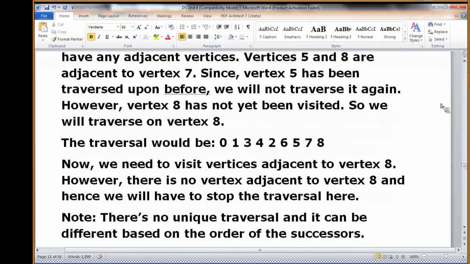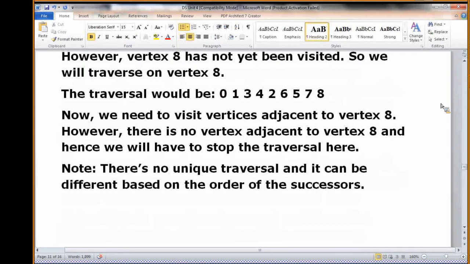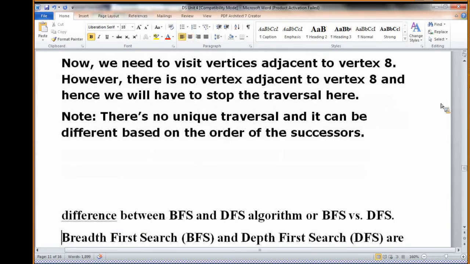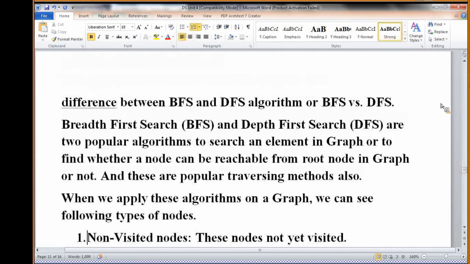Once 8 has no adjacent vertex, it is a leaf node, the last node, so we'll stop. There is no unique traversal, and it can be different based on the order of the successors. The order may vary from one programmer to another programmer, but the selection procedure, the algorithm, should be the same. Please understand that.